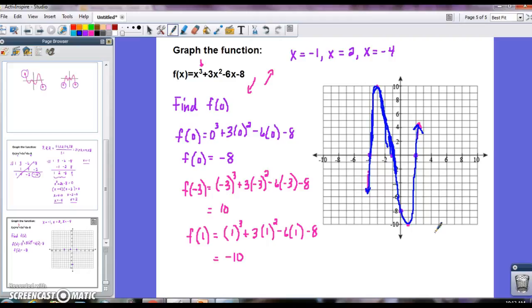All of those little tips and tricks help you graph or sketch that particular function. But you do have to go through these steps to do that. So on your assignment, you do have to go through all those steps to sketch that graph.